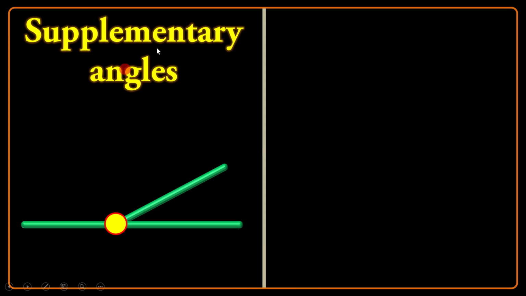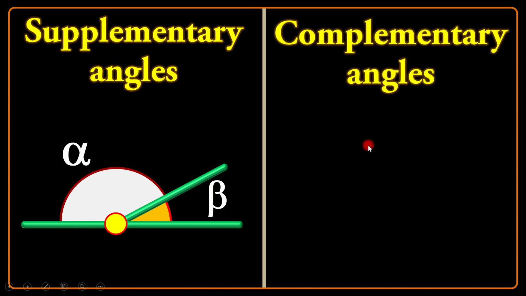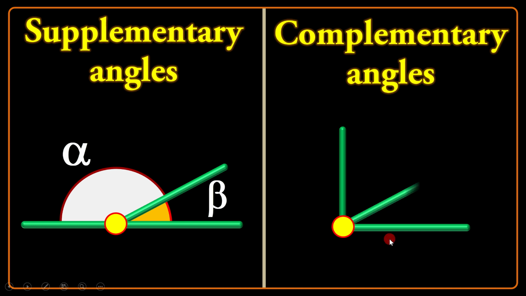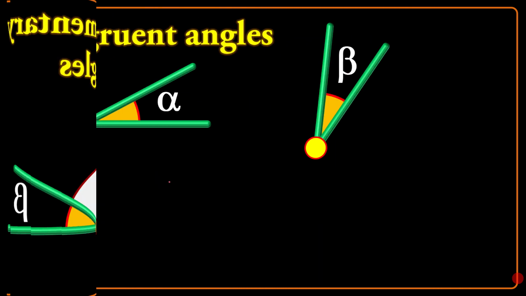Let's see what are supplementary angles. Suppose that I divide a straight angle into arbitrary angles of alpha and beta, okay? So alpha and beta add up to make a straight angle. In this case, they are called supplementary angles. On the other hand, you may divide a right angle into arbitrary angles of alpha and beta. So alpha and beta add up to make a right angle. In this case, they are called complementary angles.